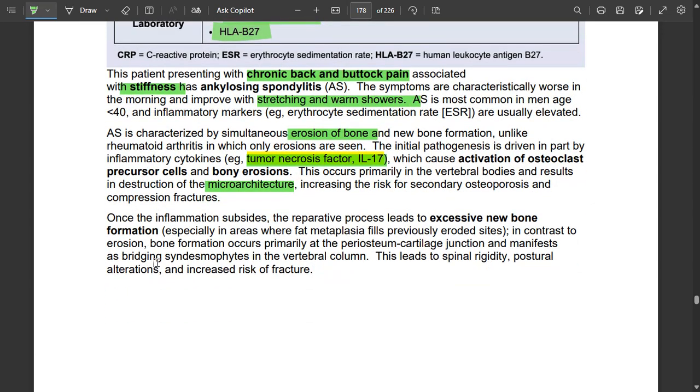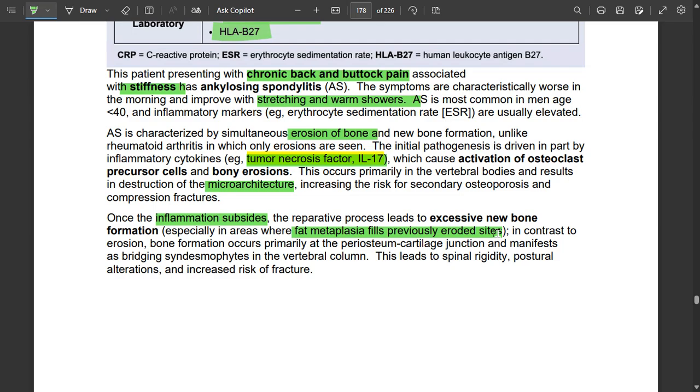Once this inflammation subsides, the reparative process leads to excessive new bone formation, especially in areas where fat metaplasia fills previously eroded sites. So after the inflammation subsides, there is excessive formation of new bone, especially in those areas where fat was deposited in the previously eroded sites.